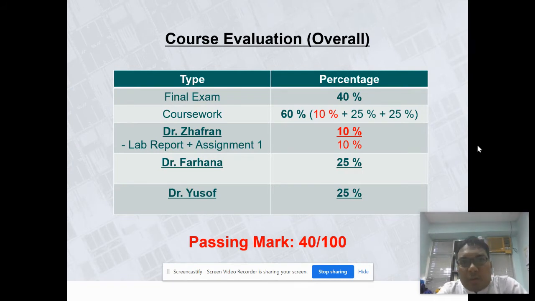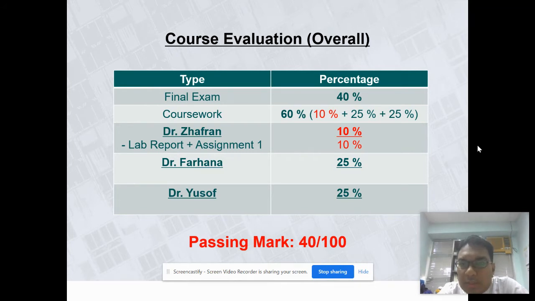So the overall course evaluation, okay, we have decided as of now there will be a final exam for the subject. If COVID-19 allows and you can come back to USM, then you should attend the final exam, 40%. But in the middle, if there are any different directions from the government agencies, maybe we will announce it to you later. But as of now, you still have the final exam for this subject.